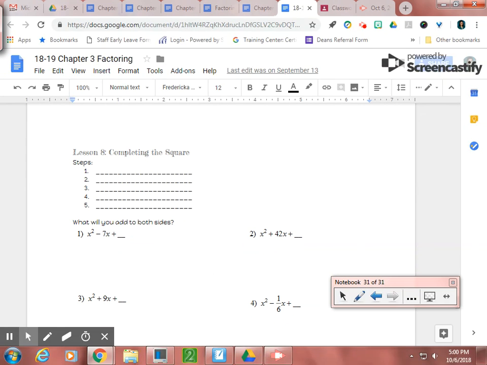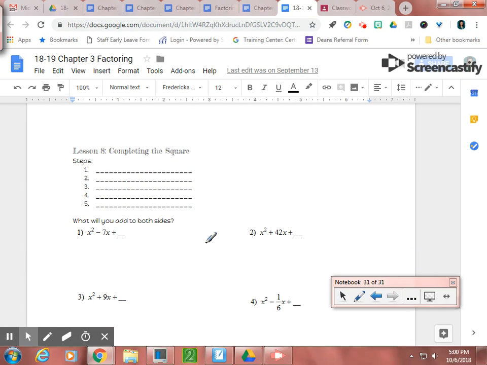Completing the square is kind of a long way to factor, but sometimes it definitely does come in handy. So here are your steps to doing that. Okay, you want to take your C value to the other side.